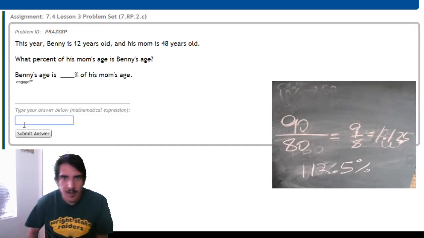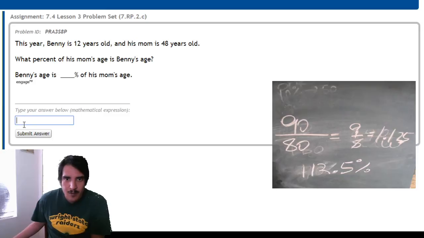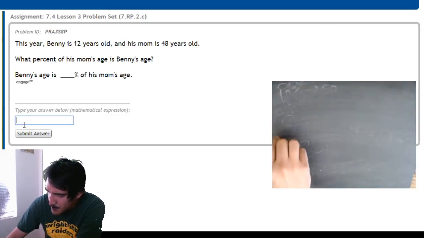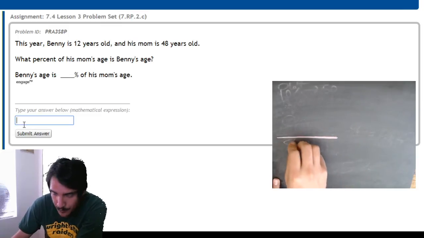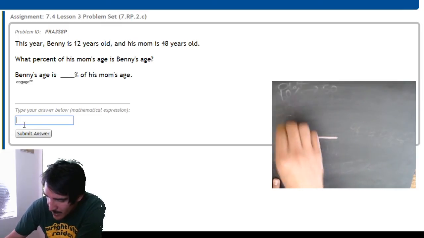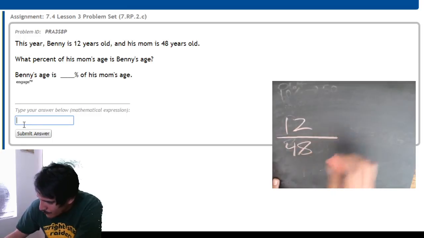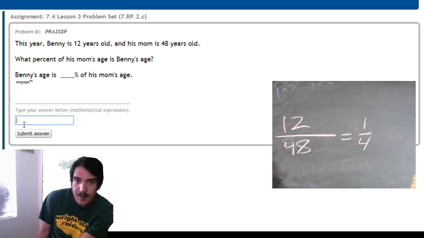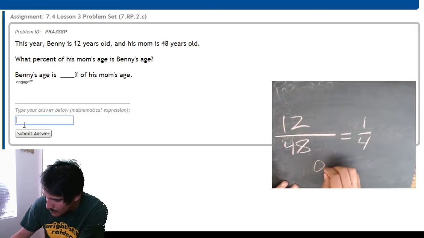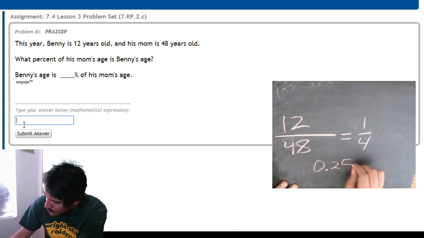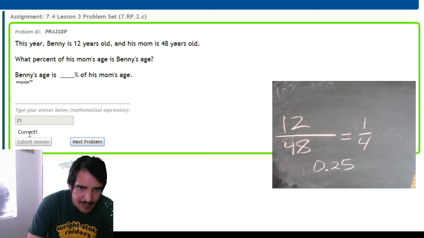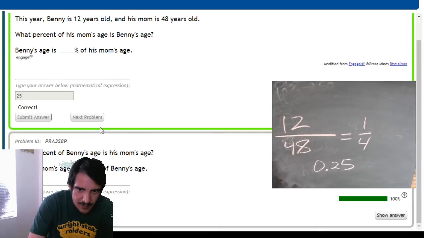This year, Benny is 12 years old and his mom is 48 years old. What percent of his mom's age is Benny's age? So of his mom's age, of means 48, out of 48. He's 12. 12 out of 48 gets you 1/4 if you simplify that. And 1/4 we all know is 0.25, or otherwise known as 25%. Benny is 25% of his mom's age.